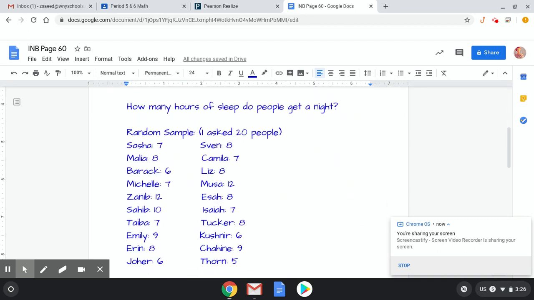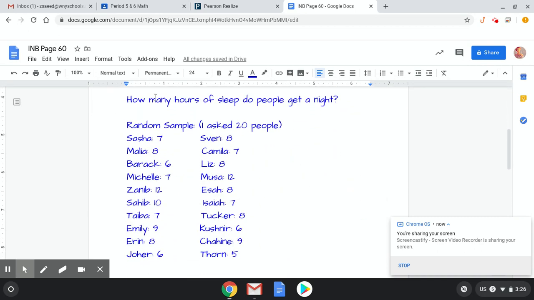So I want you to copy down this question. It says, how many hours of sleep do people get a night? So we're going to be making a dot plot off of this sentence right here. And in order to make a dot plot, you need to get a random sample, meaning ask any random 20 people. I asked 20 people. It could be 10 people. It could be 100 people, but I don't know that many people. So I only asked 20.